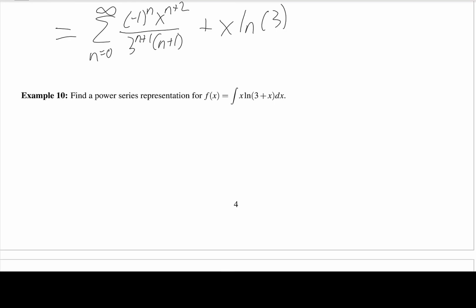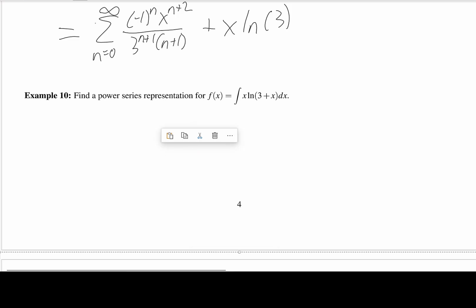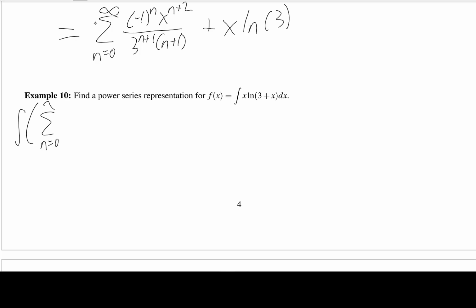So what I'm going to do is I'll write this as the integral. So let me scroll over just ever so slightly. I'll write this as the integral of what we just got in the previous problem. So the sum from n equals 0 to infinity of negative 1 to the n times x to the n plus 2 over 3 to the n plus 1 times n plus 1 plus x ln of 3.